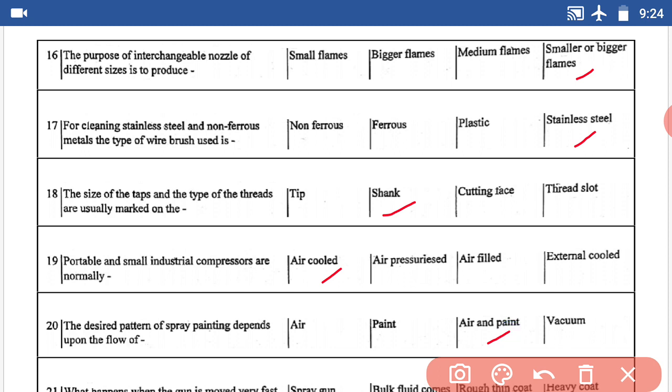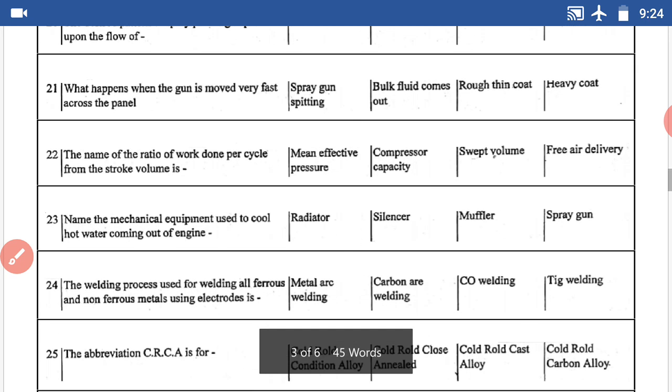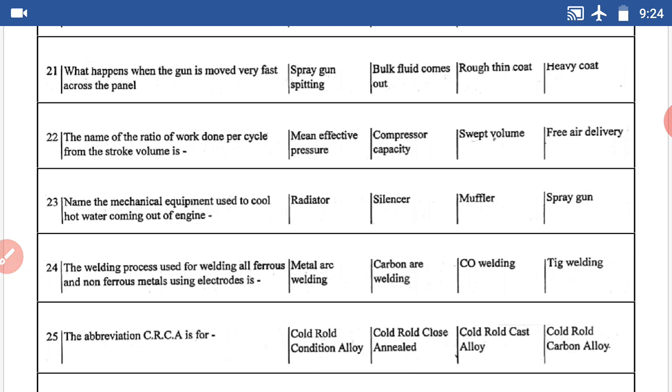Question number 21. What happens when the gun is moved very fast across the panel? This question's option C is the correct answer: a thin coat. Option C is the correct answer.